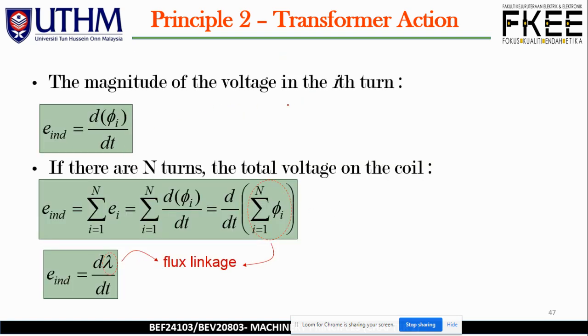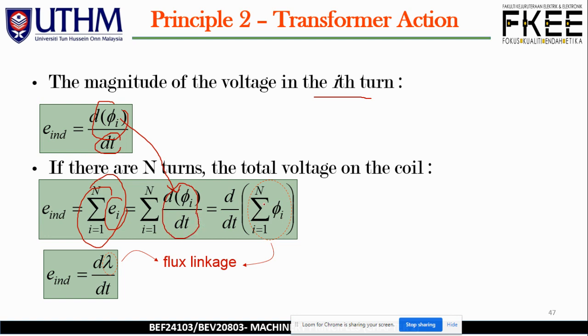Again, the magnitude of the voltage in the ith turn. Let's say we have the ith turn of the coil. E induced equals the changing rate of the flux over time, d phi_i over dt. If there are N turns, the total induced voltage on the coil is a summation of e_i, with i equal to 1 up to N, the number of turns over here. Take from here the changing rate of flux over time.